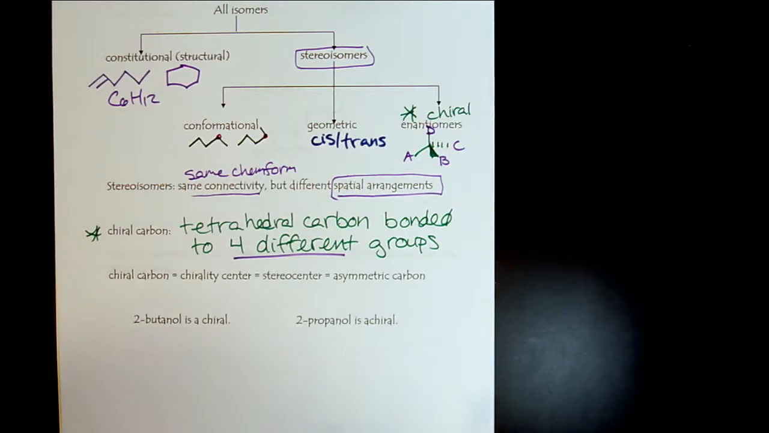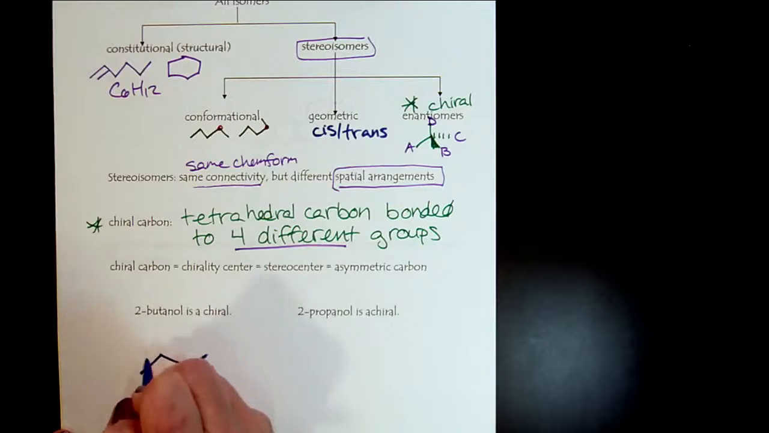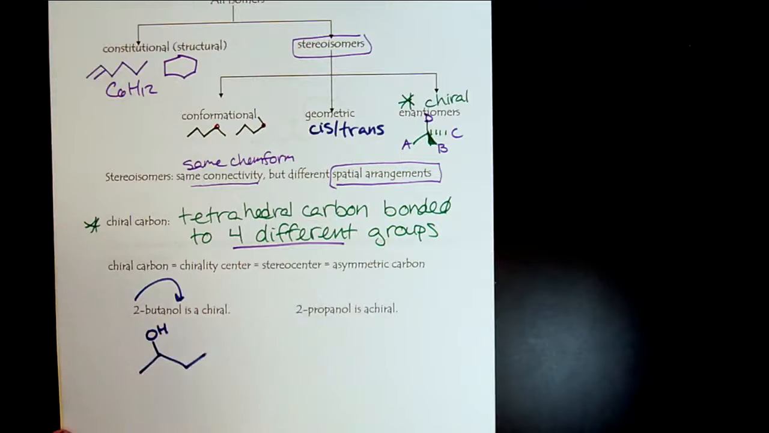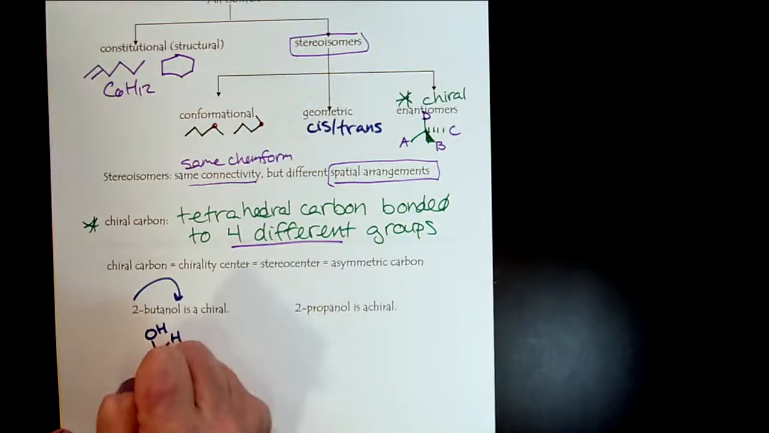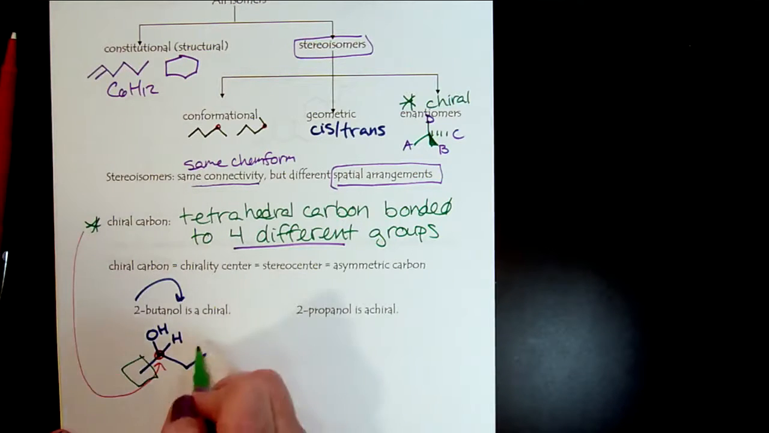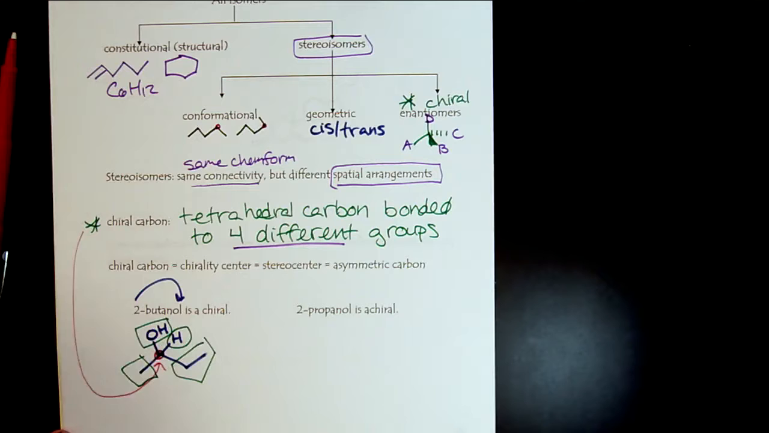So let's look at a couple of examples of what is and what is not chiral. 2-butanol is a 4-carbon chain, and coming off of carbon 2, we have the alcohol. For this example, I'm going to put the hydrogen here because this is our chiral carbon. If we look at this chiral carbon, we see that it has a methyl group, an ethyl group, a hydrogen, and a hydroxyl. So there are 4 different groups bonded to this chiral carbon.